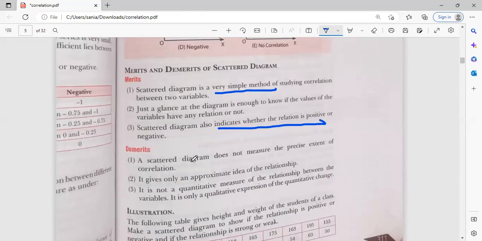And demerits: a scatter diagram does not measure the precise extent of correlation. It only tells you the direction. It doesn't tell you the exact values, right? So it gives only an approximate idea of the relation. It is only giving you a rough idea that okay, it is positive or negative, and it is not a quantitative measure of the relationship between the variables. It is only a qualitative expression of quantitative change. Clear?